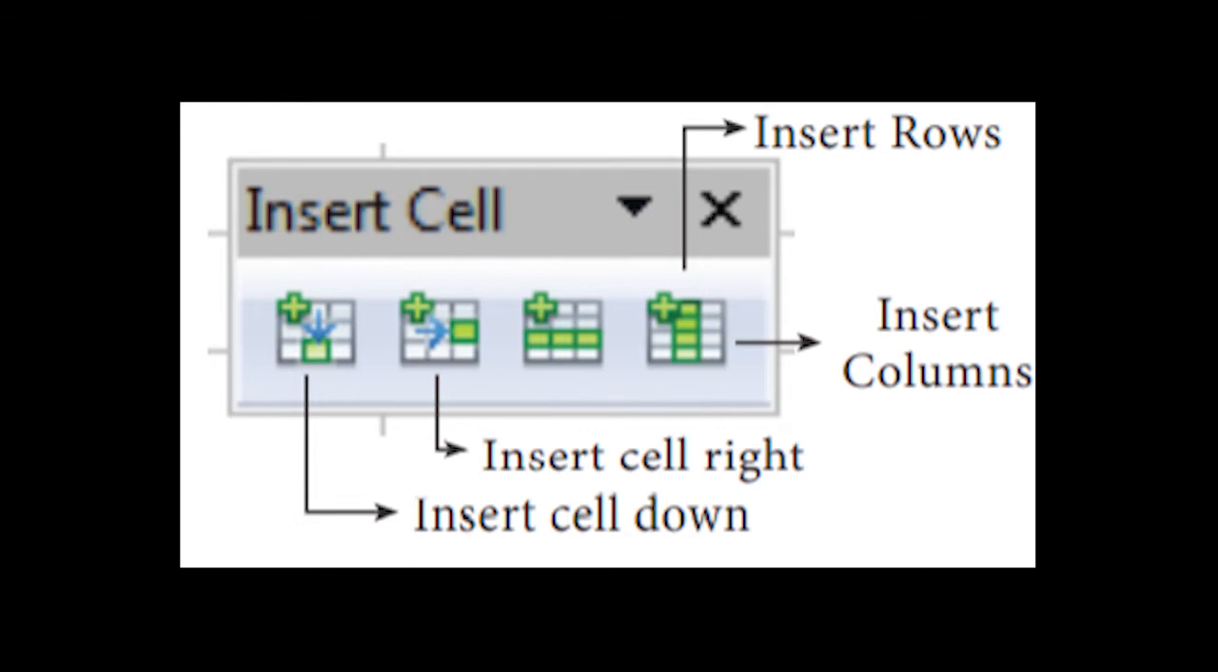Okay, the arrow they have given for insert rows is wrong in your book on page number 131. Just change it. The third box is for insert rows.